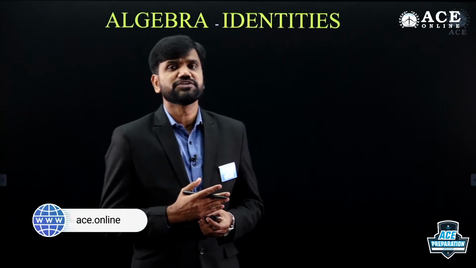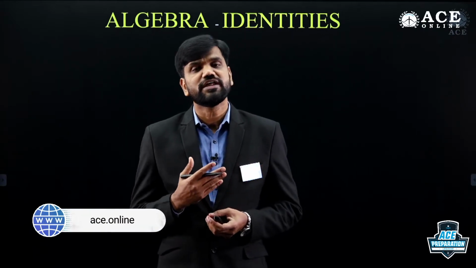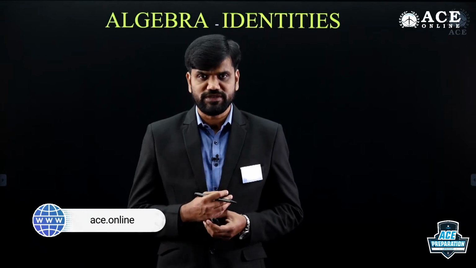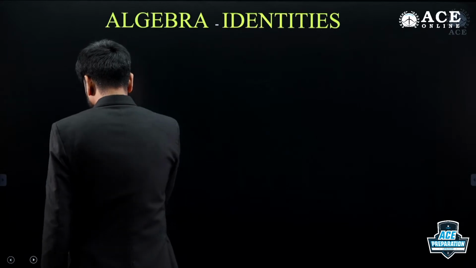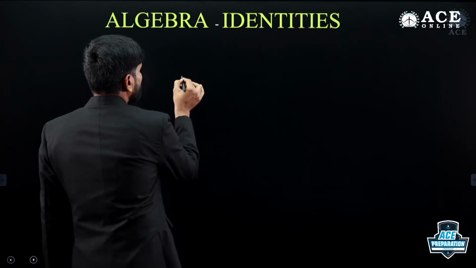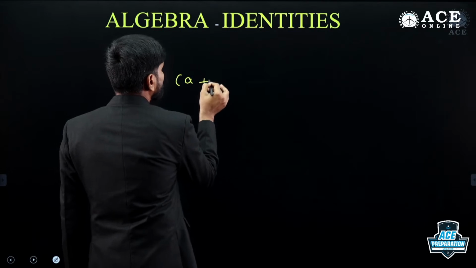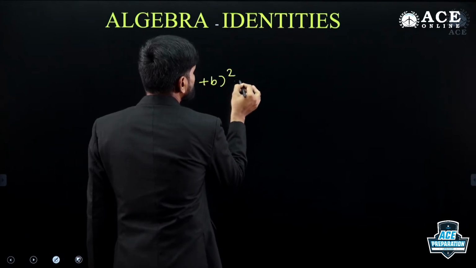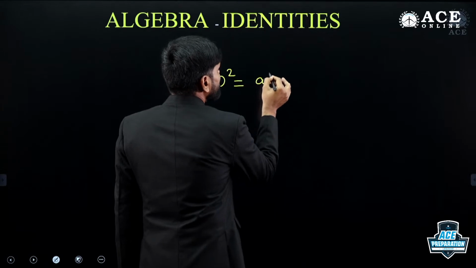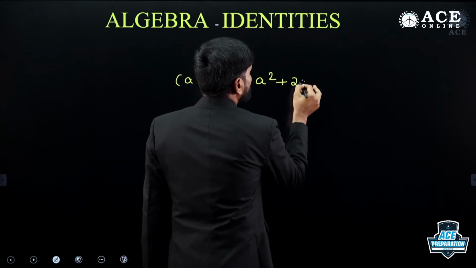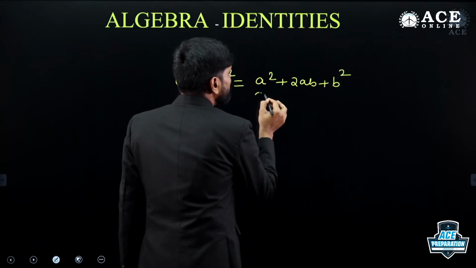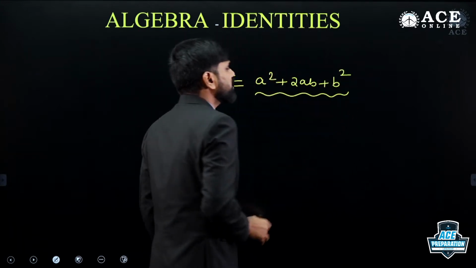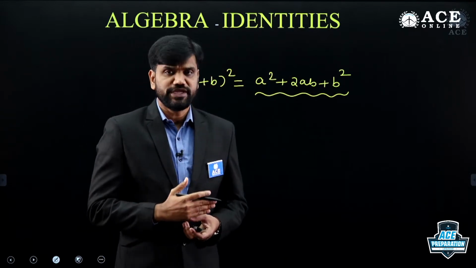First of all, what is an identity? An identity is nothing but an equation which remains true for any value of the variable mentioned there. For example, you might have seen a plus b whole square. A plus b whole square will remain a square plus 2ab plus b square for any values of a and b. So an identity is an equation or expression which remains valid for any set of values you take.